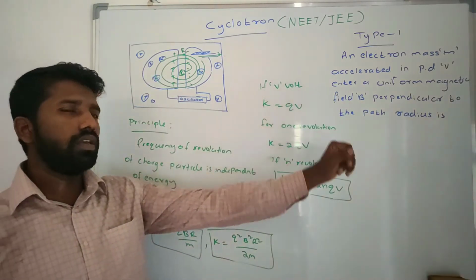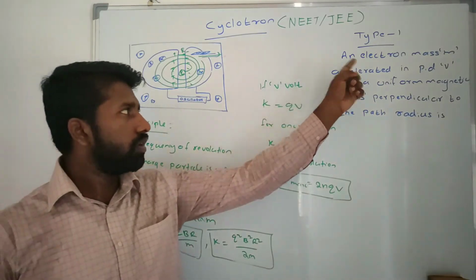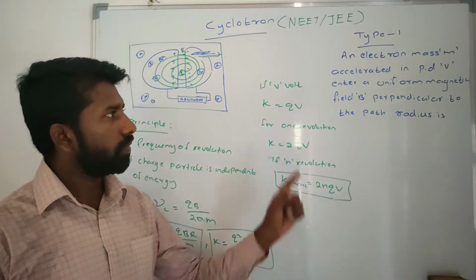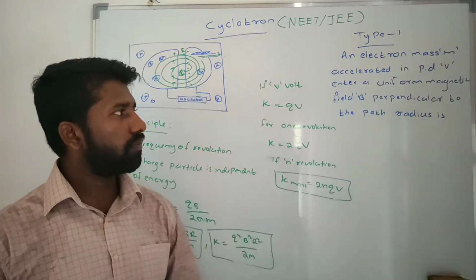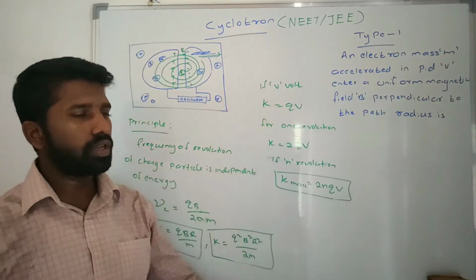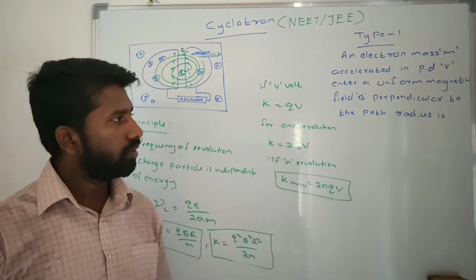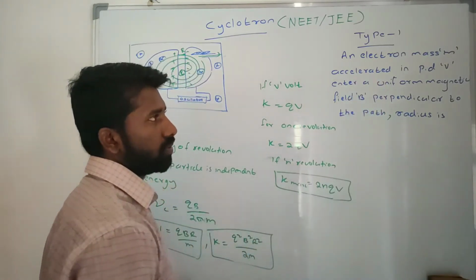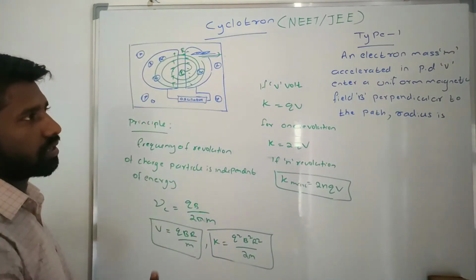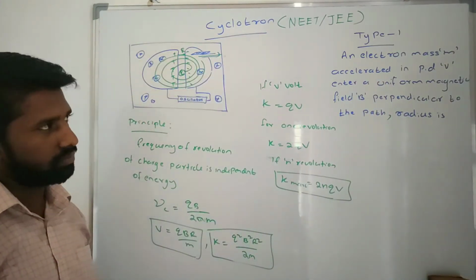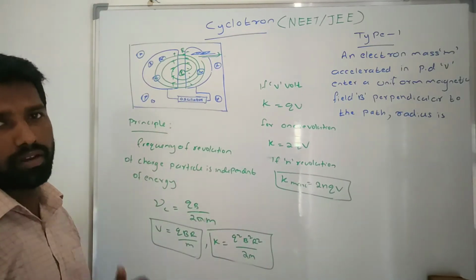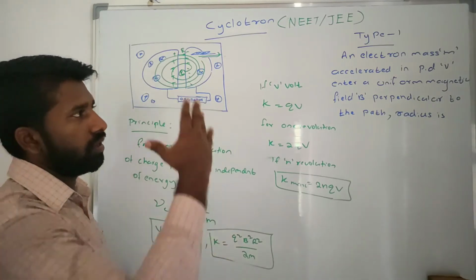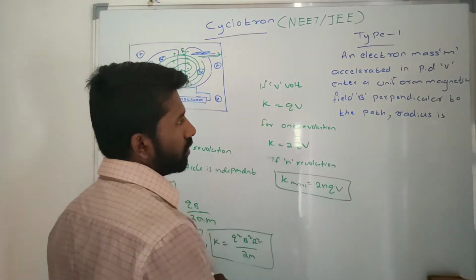Now we will see the type 1 problem. What is type 1? An electron of mass m, accelerated through a potential difference V, enters a uniform magnetic field B perpendicular to its path. What is the radius? What are they telling us? An electron is accelerated by a potential difference V. It enters a uniform magnetic field perpendicular to it. What is the radius of the electron's path? Okay, we will see it.